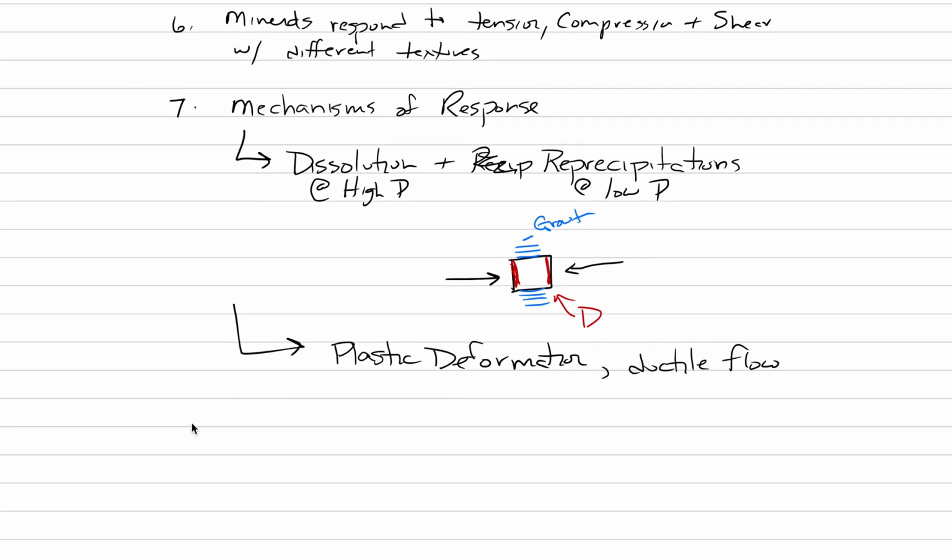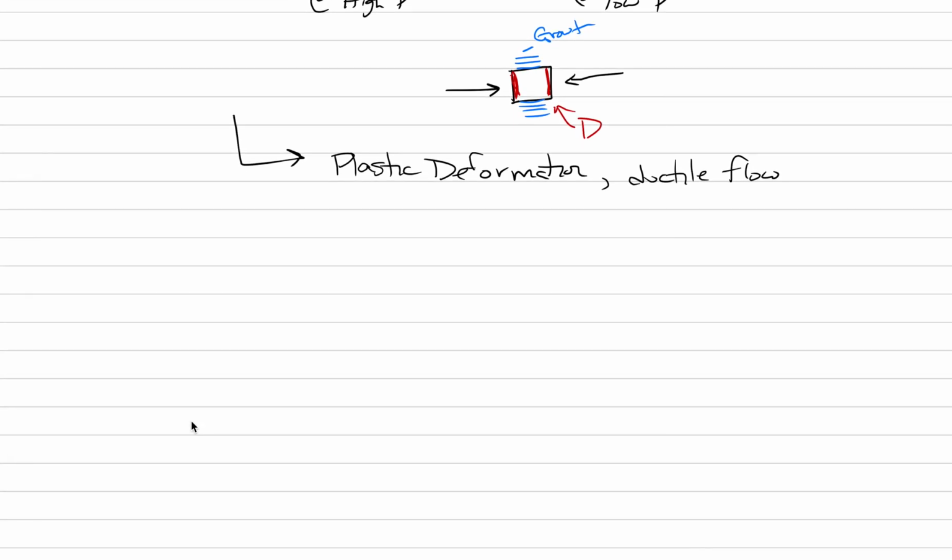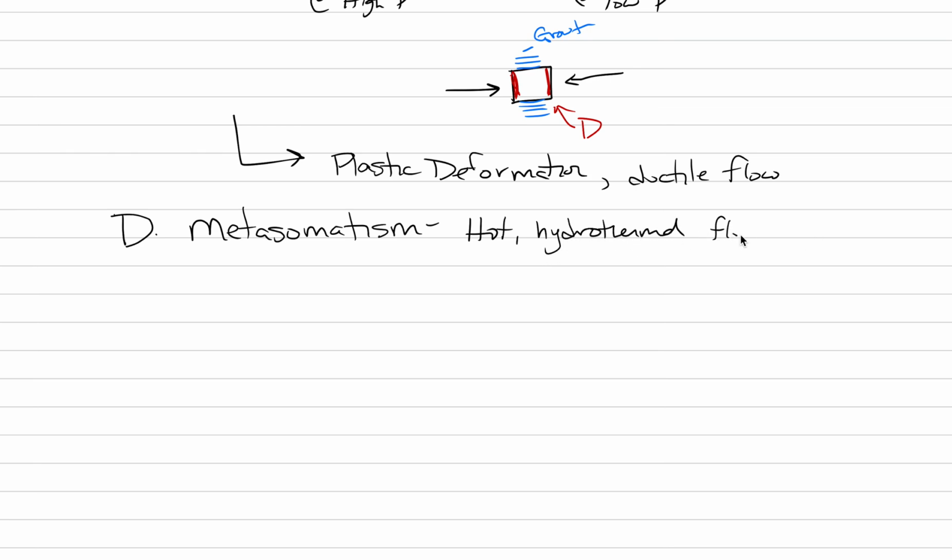And then to wrap up the lecture, we do have one last agent of change. We've talked about it a little bit earlier in the semester. We might have used a different word for it at the time. It's called metasomatism. Metasomatism has to do with hydrothermal fluids. So let's say hot hydrothermal fluids infiltrate a rock and cause chemical change.